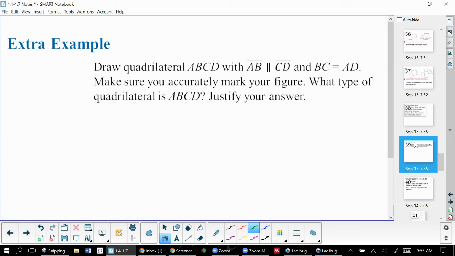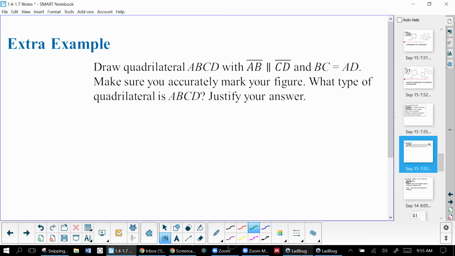Draw a quadrilateral ABCD with segment AB parallel to segment CD and segment BC equal to AD. Make sure you're accurately marking the figure, and then we're going to talk about what kind of shape this is. So draw that out on some scratch paper for me.